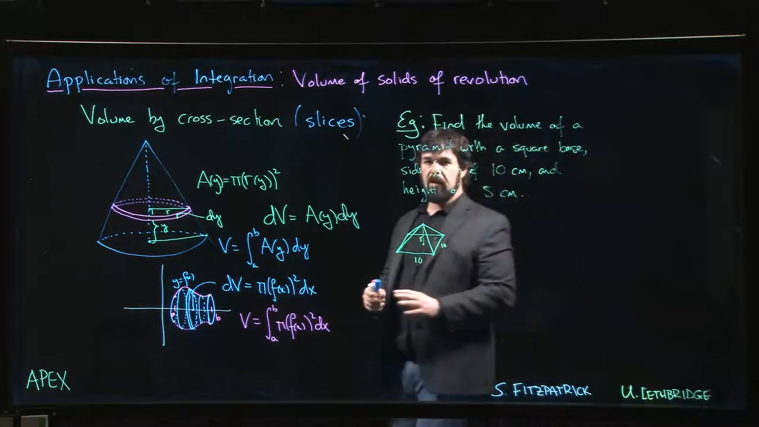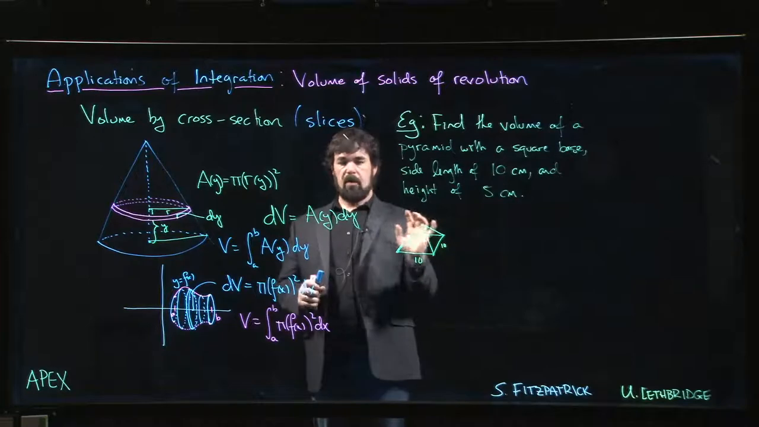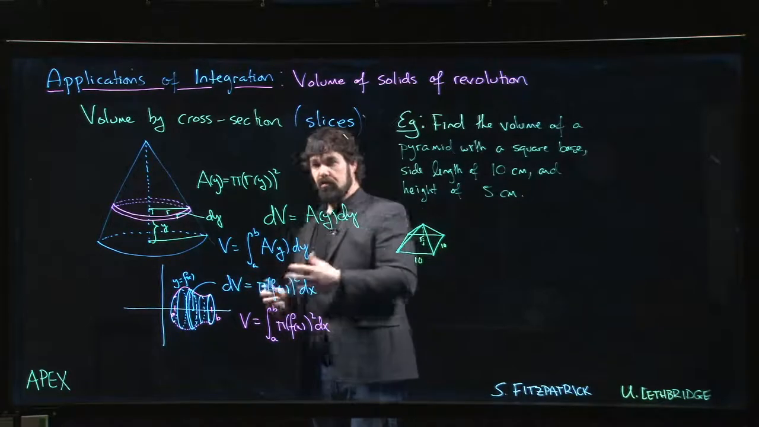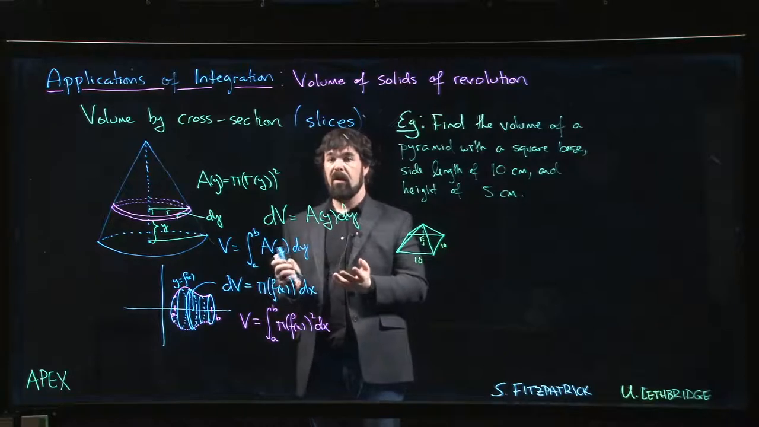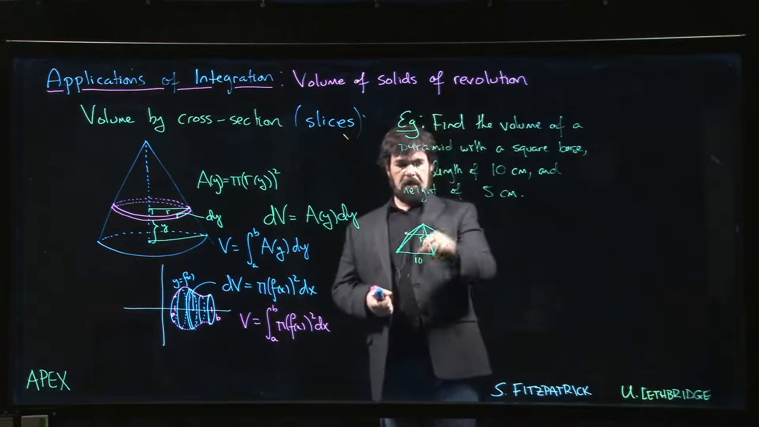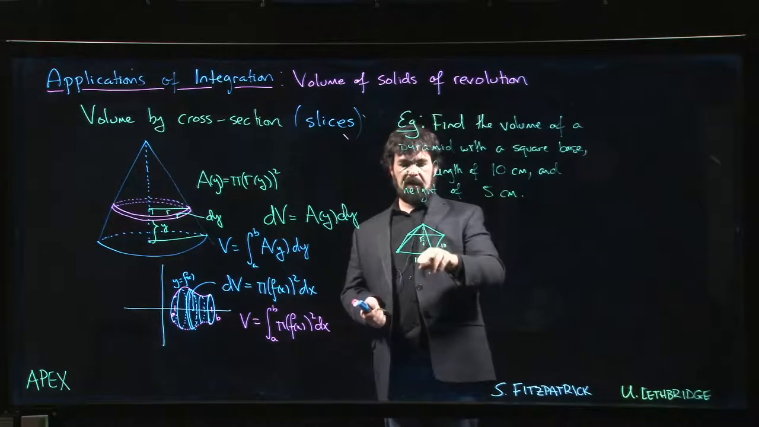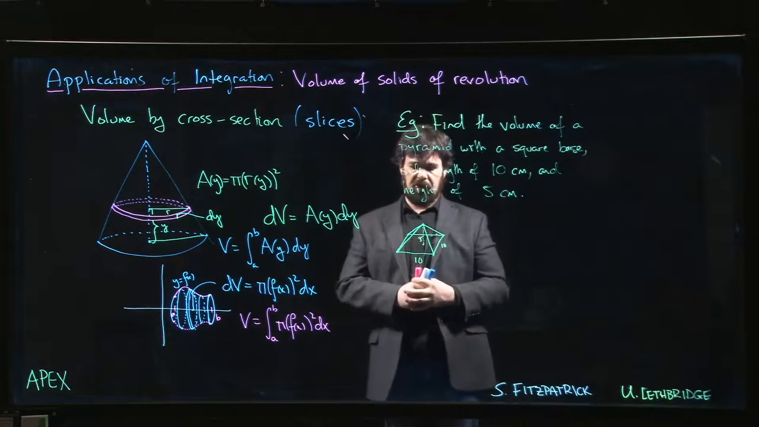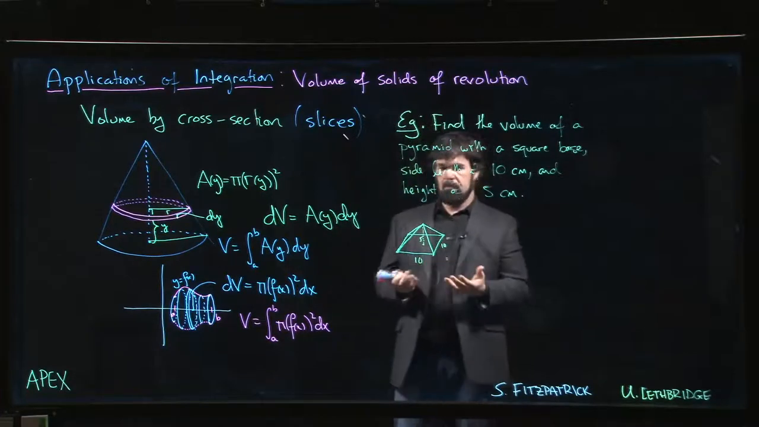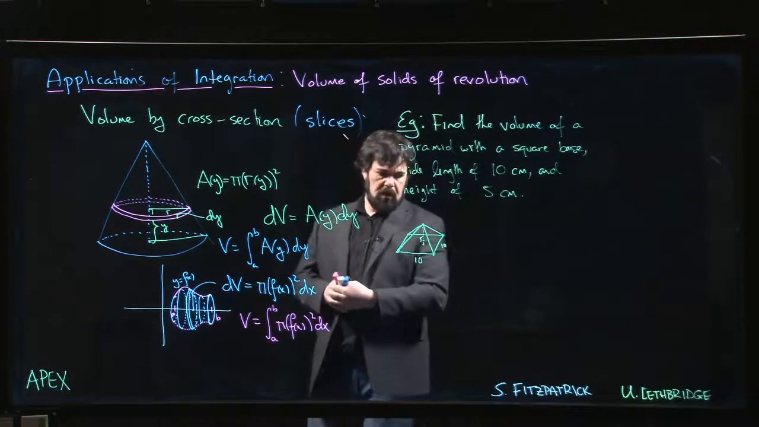Okay, so we'll start with an example where we have a non-circular cross-section, just to emphasize that we don't always have to do circles, although that is a common setting that we're going to look at. Here we have a pyramid, square base, side length of 10, height of 5, you get something that looks like this. You want to calculate the volume, right?